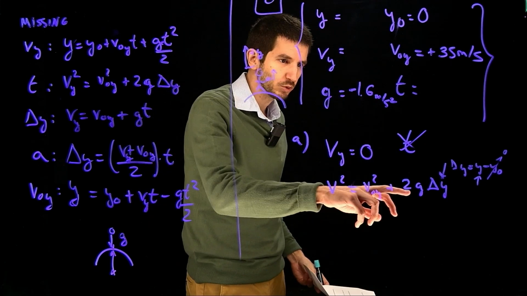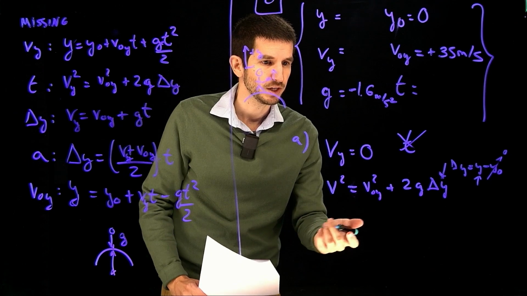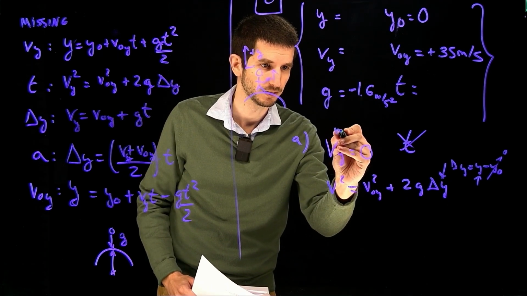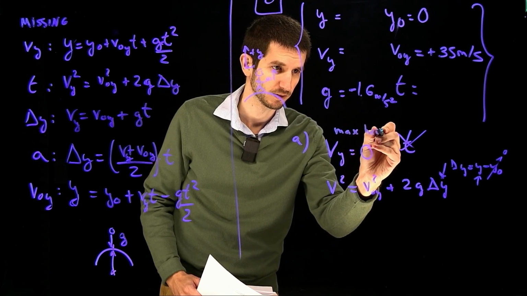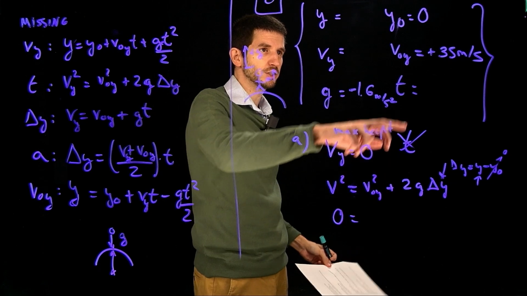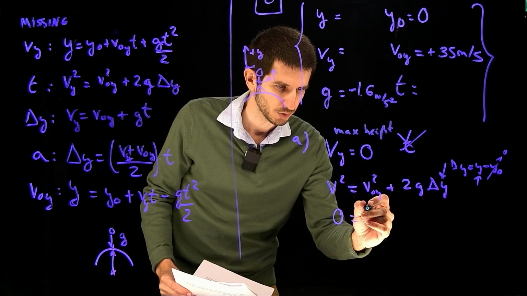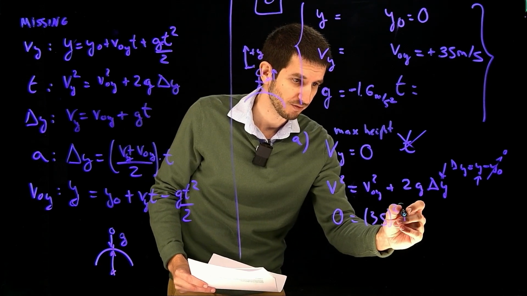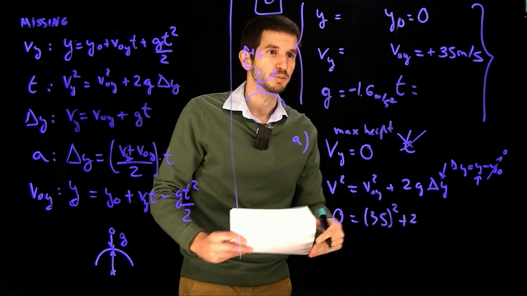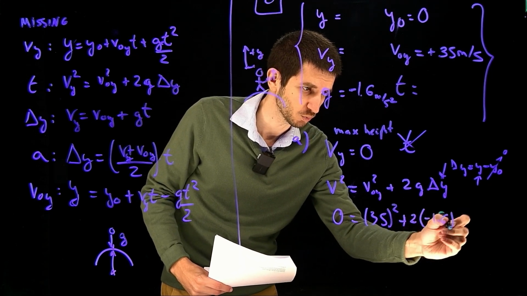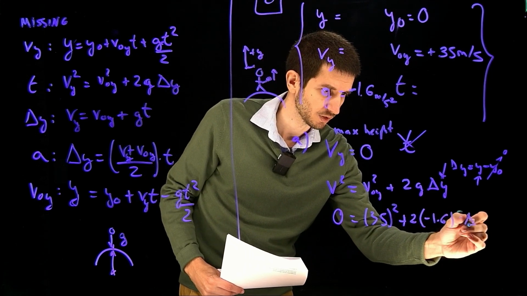But the other thing we need to notice is when we replace the numbers, v squared is going to be what? Final velocity. This is a maximum height. So that's going to be 0. It's equal to initial velocity squared, which is 35 meters per second. So that's going to be 35 squared plus. And now we have a plus 2 and g, but g is going to be negative. So don't forget the sign of minus 1.6 and then times delta y.